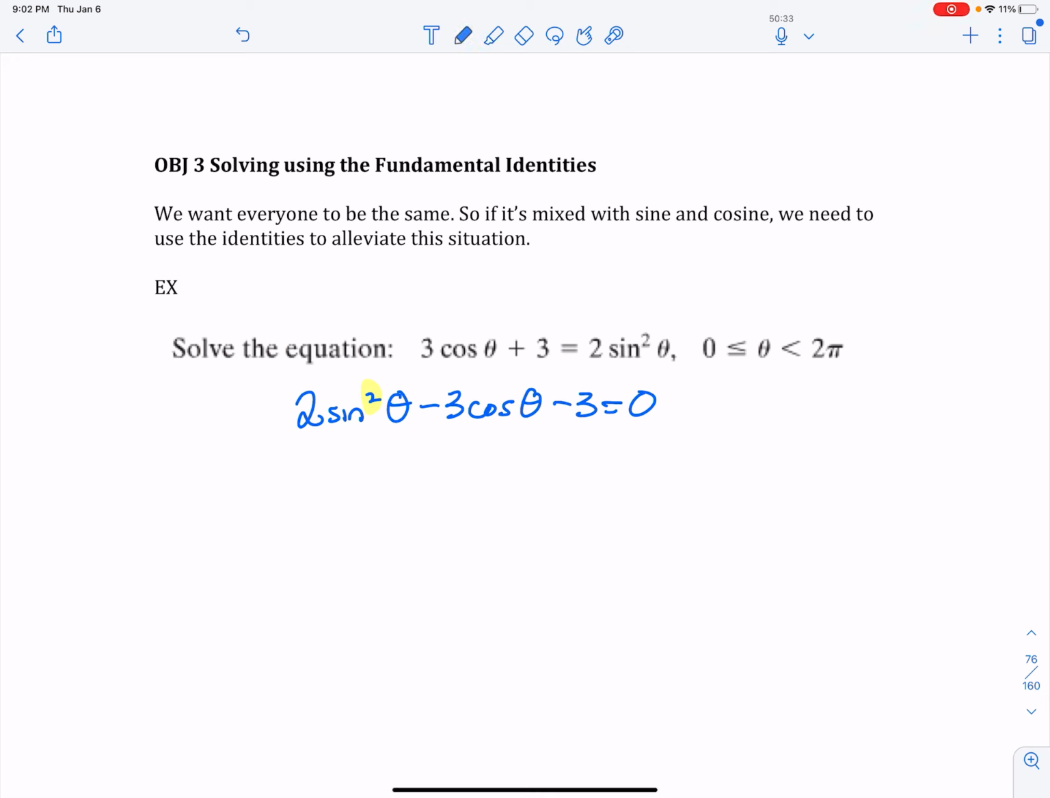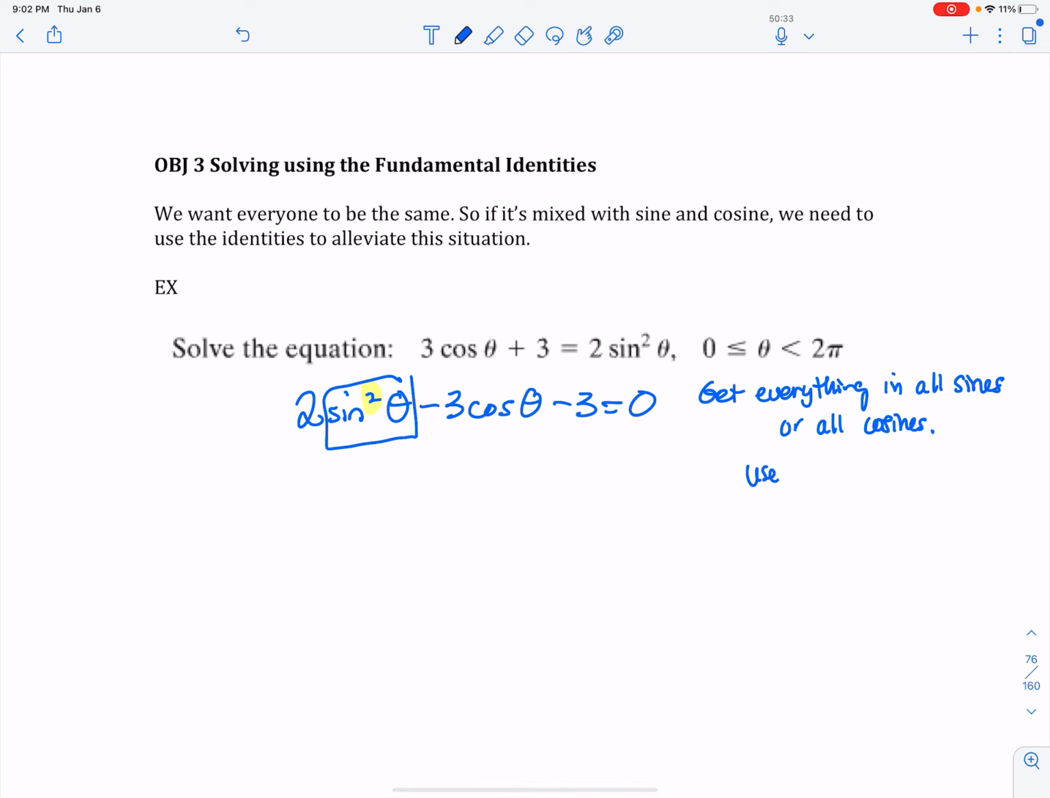I have a problem. I have both sine and cosine mixed together. So I have to get everything in either all sines or all cosines. So that's going to be step number 1. I think I'm going to go for cosines because I have sine squared here.